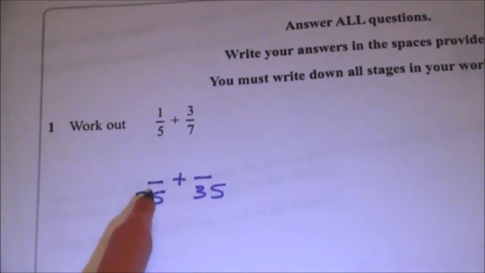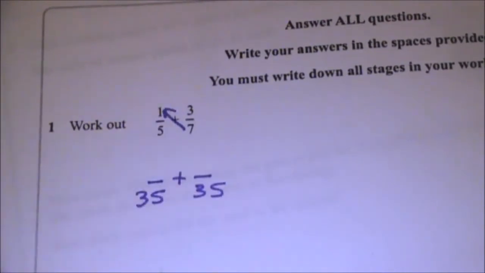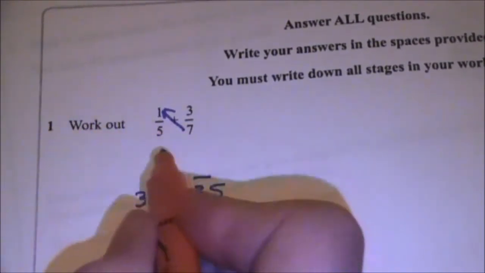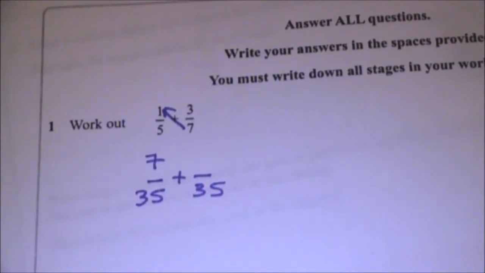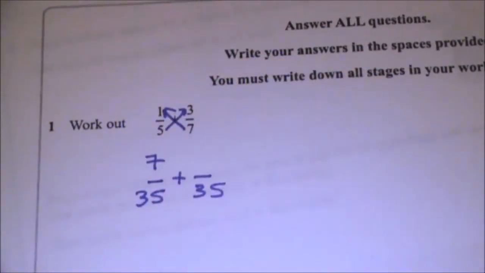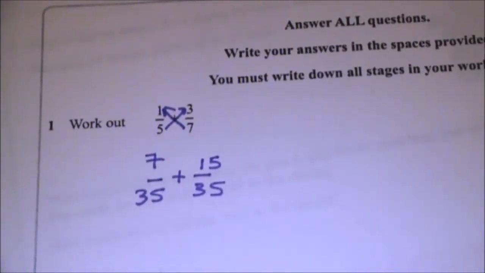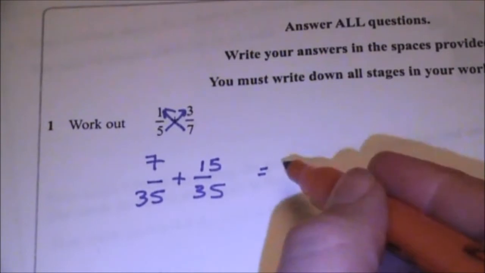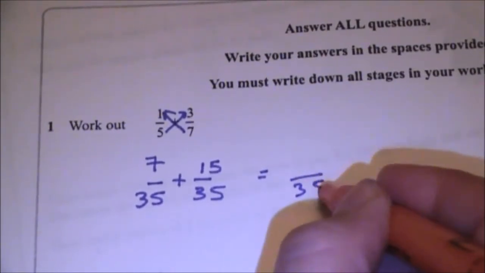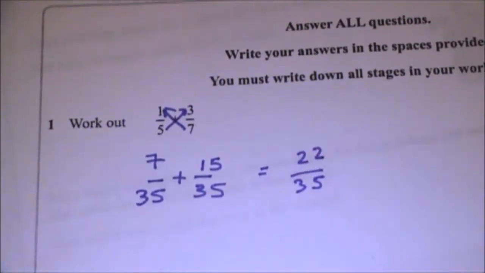Now, to get that 5 to 35, I timesed it by this 7. So that means I also have to times the top number by the 7 as well. So that becomes 7 over 35. And here, I times the 7 by 5 to get 35. So I need to multiply that 3 by the 5. So that would become 15. Now you can add fractions with different denominators easily, because the denominator stays the same. And you just add the top numbers, 7 and 15. 7 and 15 is 22.